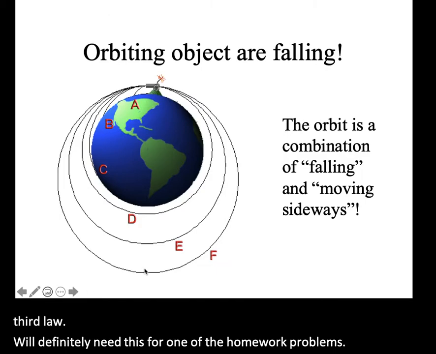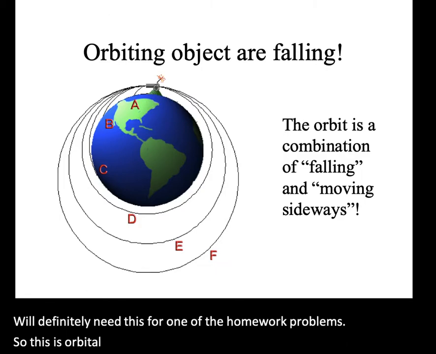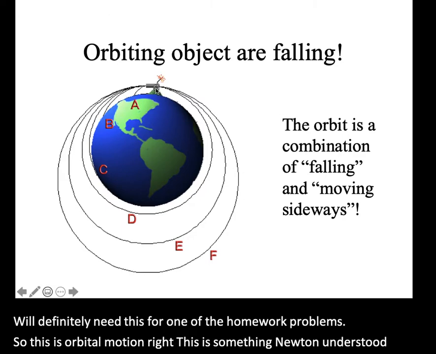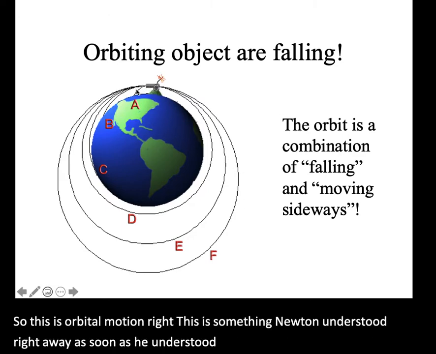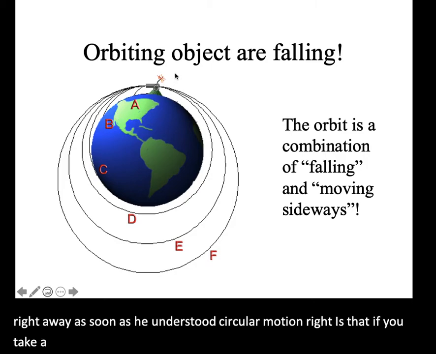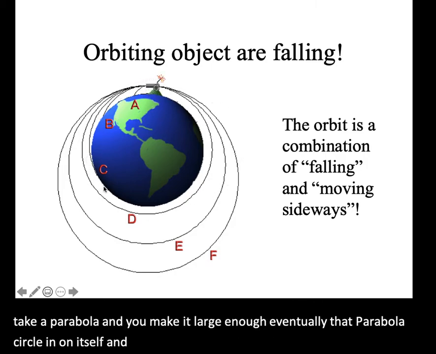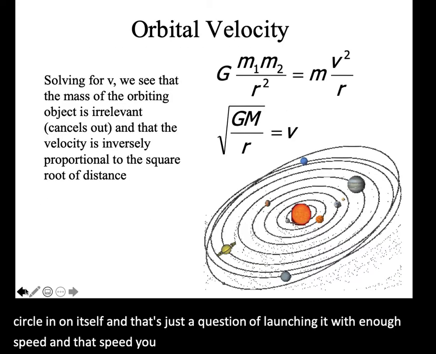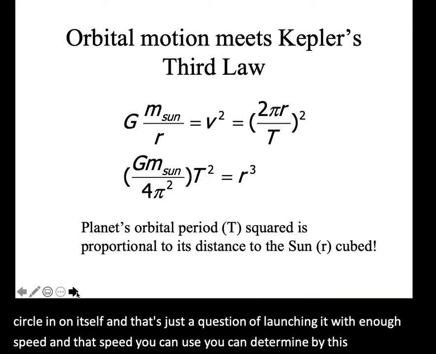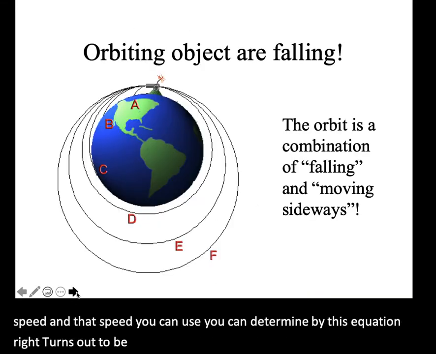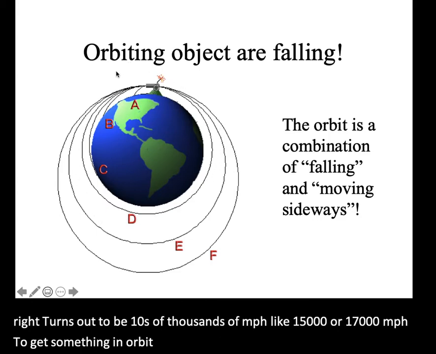So this is orbital motion. This is something Newton understood right away as soon as he understood circular motion: if you take a parabola and make it large enough, eventually that parabola will circle in on itself. That's just a question of launching it with enough speed, and that speed you can determine by this equation. It turns out to be tens of thousands of miles per hour, like 15,000 or 17,000 miles per hour, to get something in orbit around the Earth, which is why it doesn't happen easily.